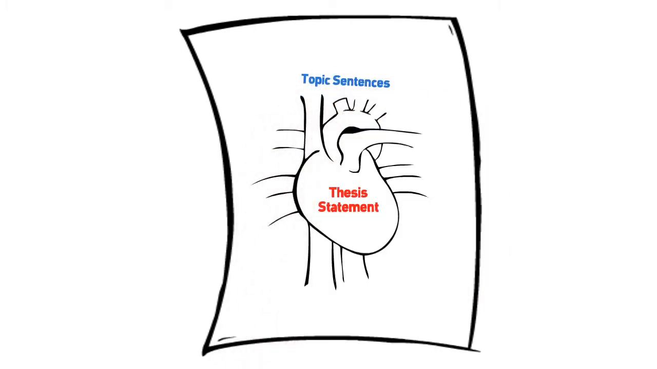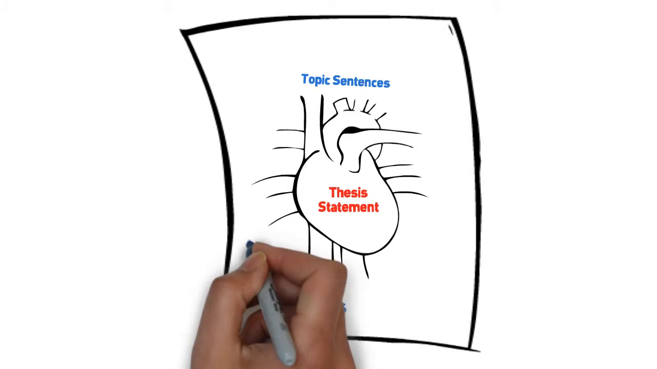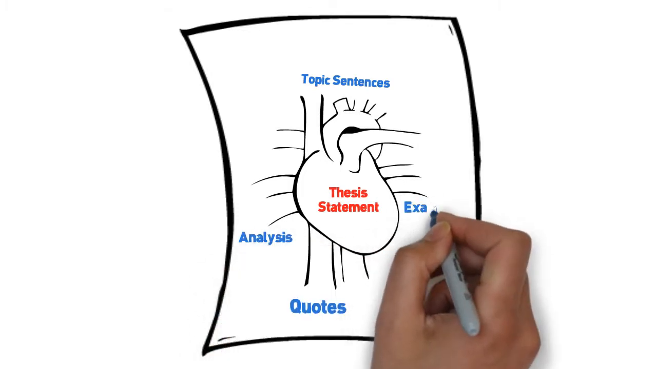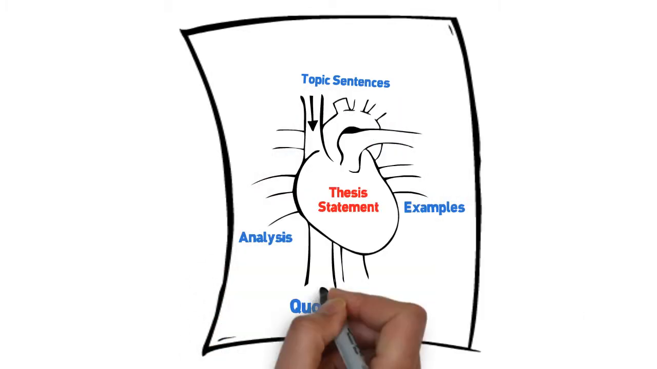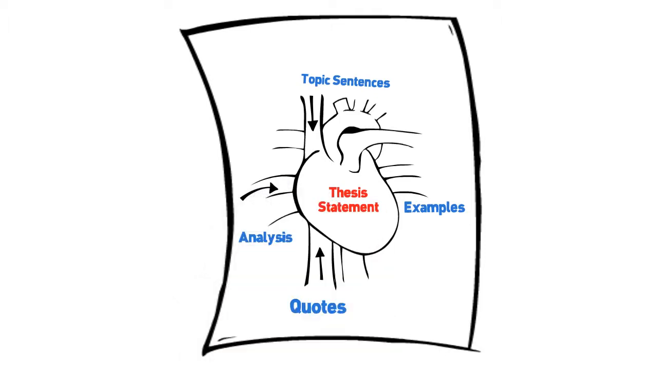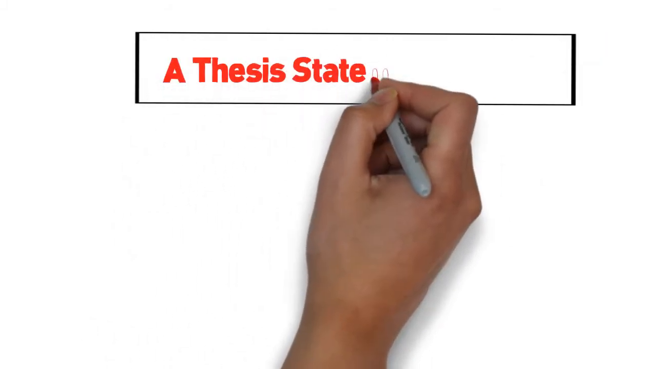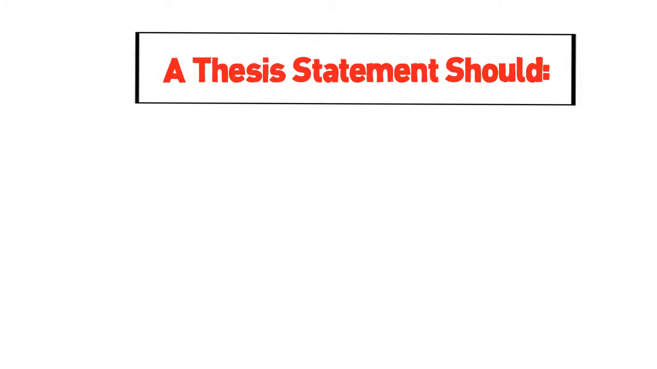Everything else, the topic sentences, quotes, analysis, and examples, are there to support the thesis and give life to your argument. In literature, the thesis statement is typically found in the middle of the introductory paragraph. However, in history, the thesis is often the last sentence. So what should a good thesis statement do?